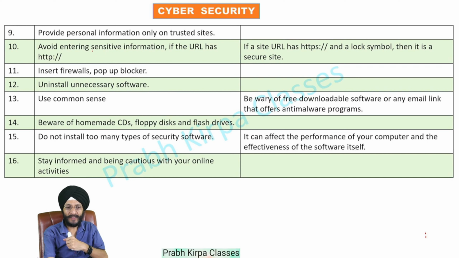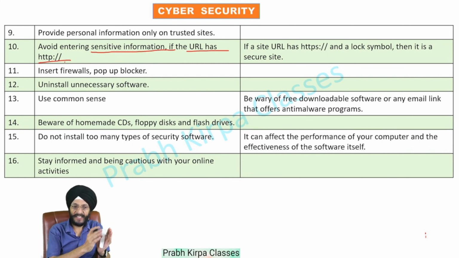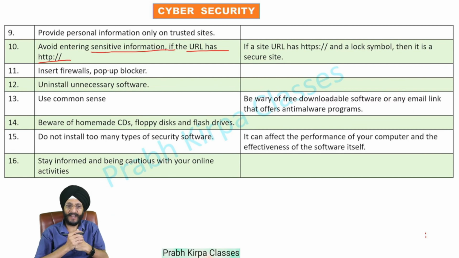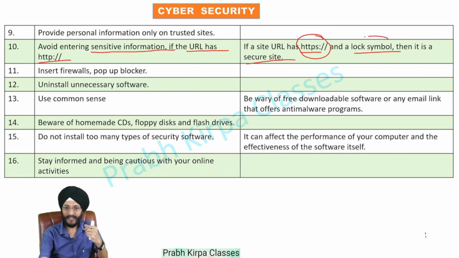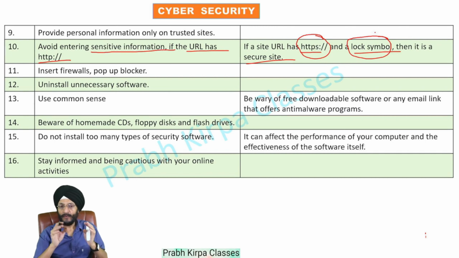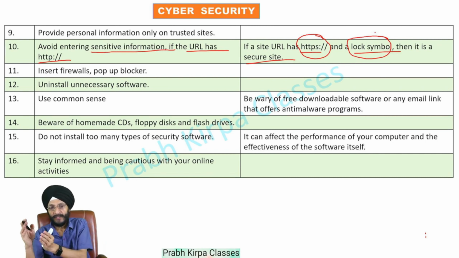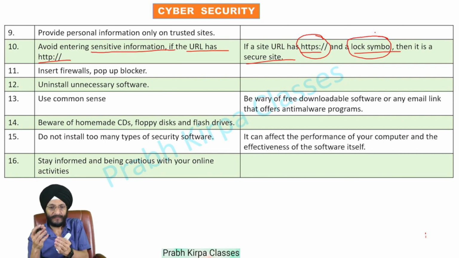Then we should avoid entering sensitive information if the URL has HTTP. That is, it starts with HTTP. As already told, if a site starts with HTTP, it is an unsecured site. But if the site starts with HTTPS and it has a lock symbol, then it is a secure site. We are to use only that site which has HTTPS and has a lock symbol. Only then we are to go in for online purchasing, online banking, etc.